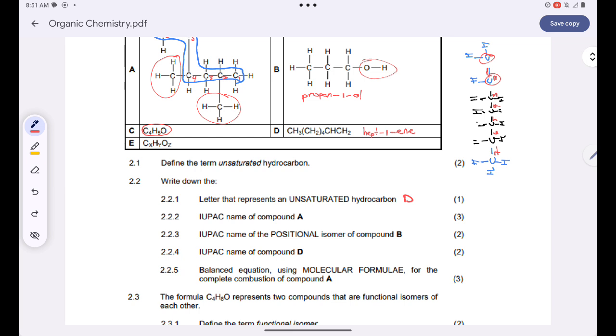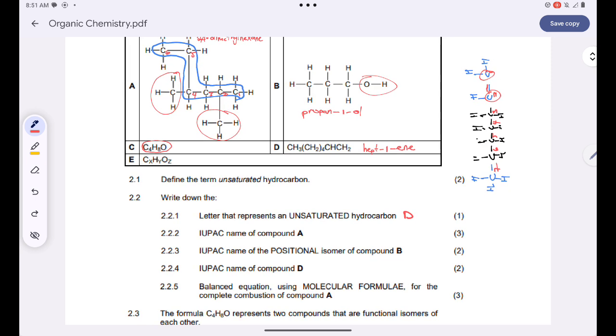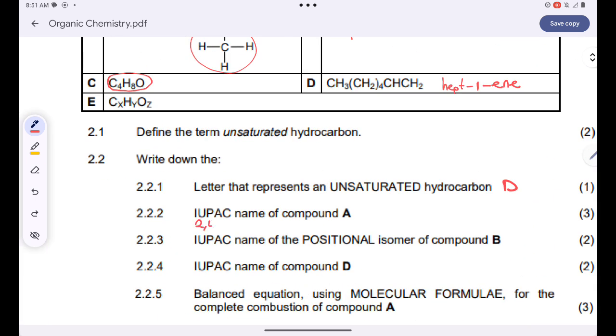Okay, and then compound A, they want us to write the IUPAC name of compound A. We already did that. We said this will be 2,4-dimethylhexane.